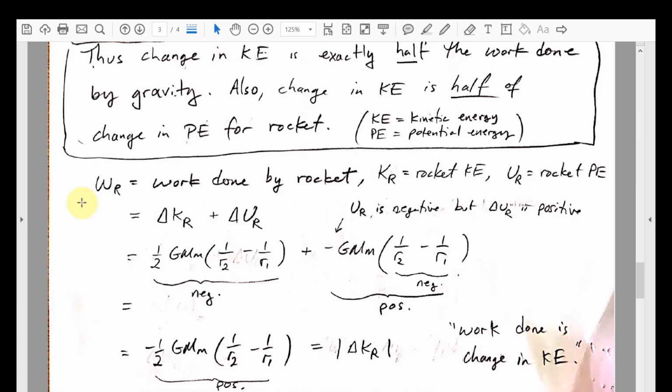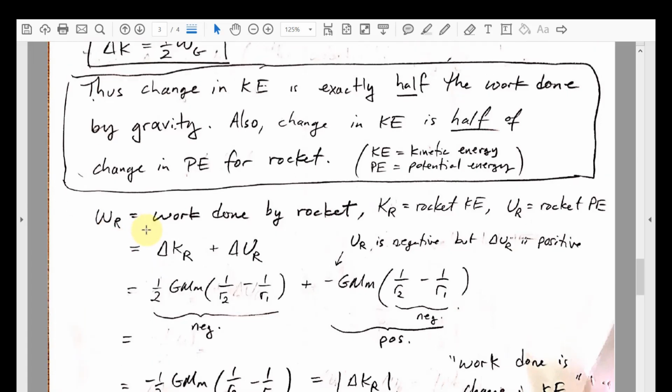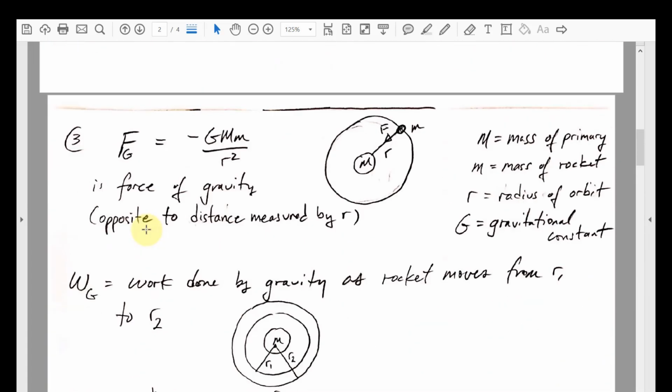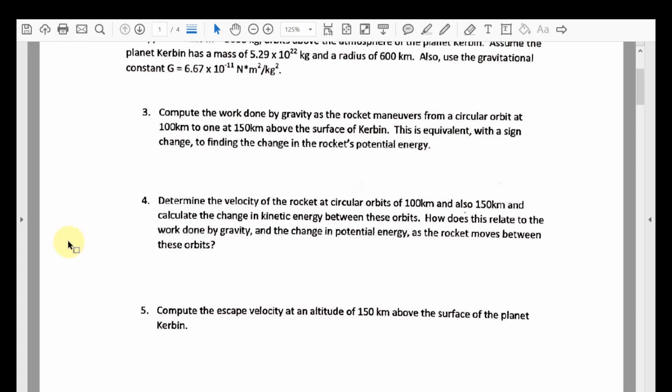That's not exactly the same as the change in its kinetic energy, but because these are both circular orbits, it turned out to be exactly half. The change in kinetic energy was exactly half that change in potential energy. Pretty amazing, but there it is. All right, let's finish this off. Go to this last question.